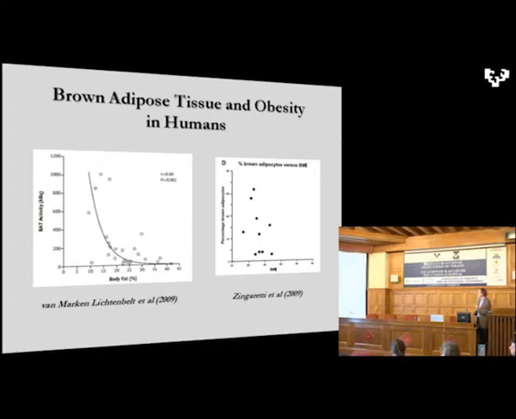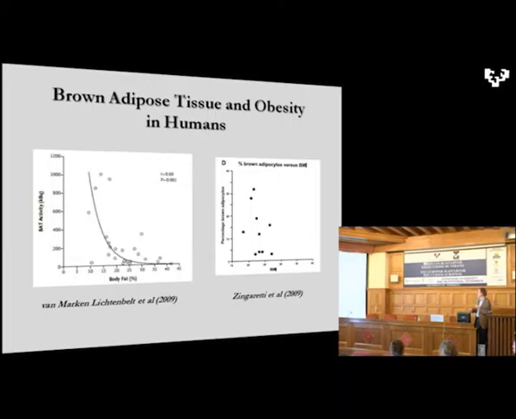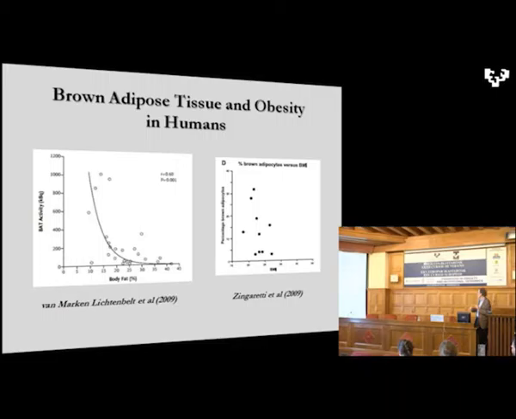And a number of studies using this technique of nuclear medicine have been done since that time, and 2 of them are illustrated here. This shows the amount of brown fat activity in relation to the amount of body fat. It's from the group in Maastricht in the Netherlands, from Van Marken Lichtenbelt, and you can see that as the amount of body fat rises, so the brown fat activity falls.